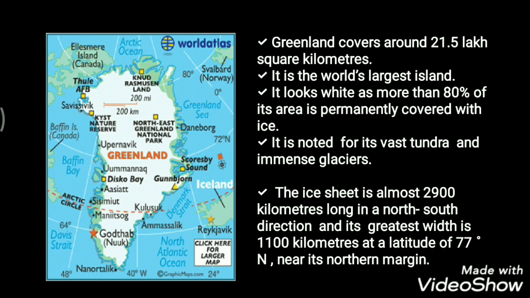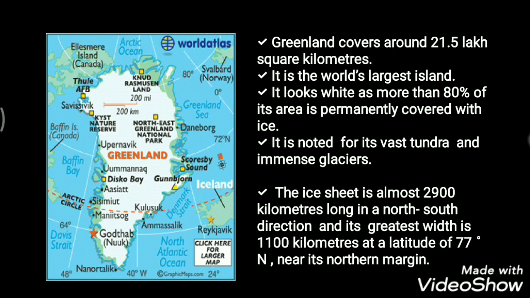Greenland is known for its vast tundra and immense glaciers. The ice sheet present over there is almost 2,900 kilometers long in the north-south direction, and its greatest width is around 1,100 kilometers at a latitude of 77 degrees north, near its northern margin. So these are all the land surface details of Greenland.